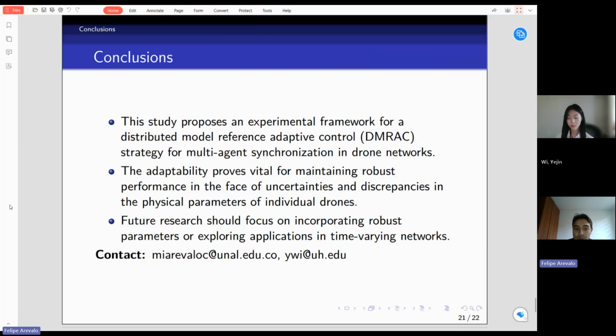With that in mind, some future research should focus on incorporating robust parameters even in the controllers that we are using, not just guaranteeing that it is robust by itself, or maybe we can explore different scenarios with graphs that change over time, or with agents that lose communication at some points, just to add robustness to these types of applications.